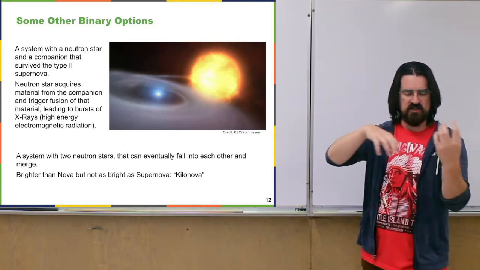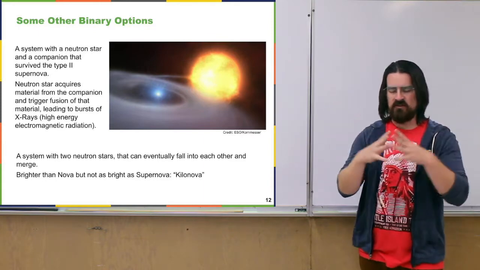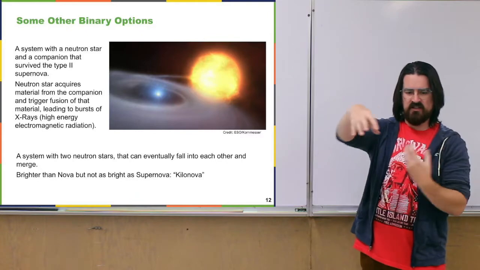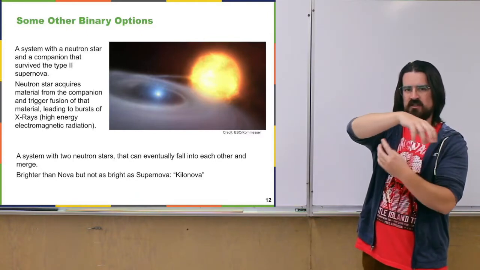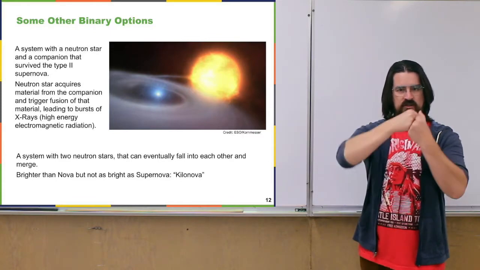And them just orbiting each other doesn't produce very large gravitational waves, but it does give off some gravitational energy. And being that it gives off energy, the size of that orbit is just slowly shrinking, until eventually those two neutron stars are going to merge.